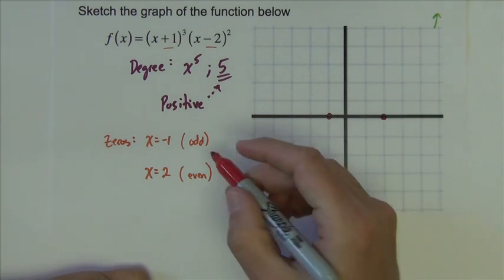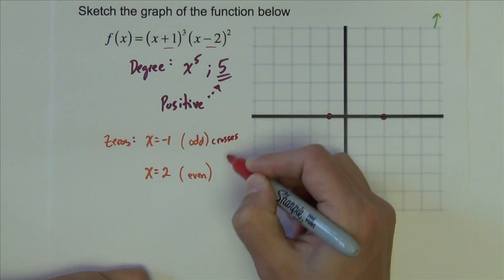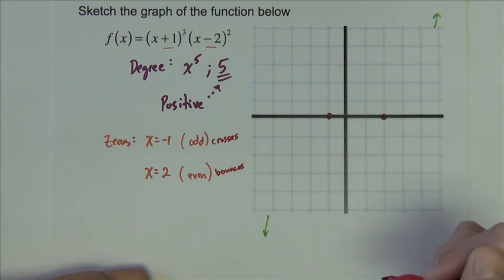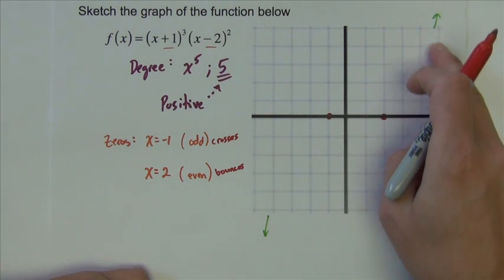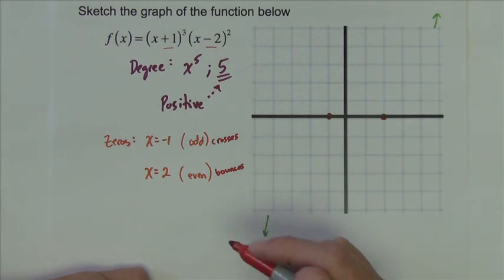And so what do we know about these? This one here crosses the x-axis, and this one, because it's even, bounces off the x-axis. Okay, so I know it's going to come down here, it's going to go up here, it's going to hit these points.